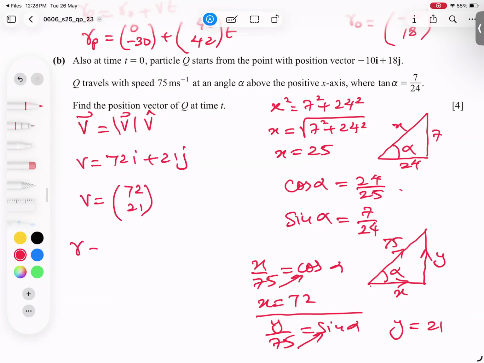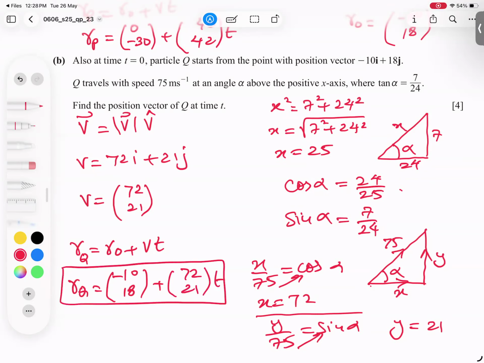So RQ is equal to R naught plus VT. R naught, I said before, is negative 10 and plus 18. And velocity, I got it from here. And t here as it is. So this is my second answer. I hope the point is very clear, how I got this equation. I think this part is very clear.